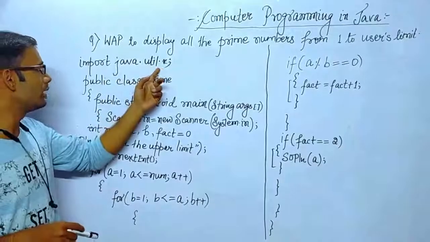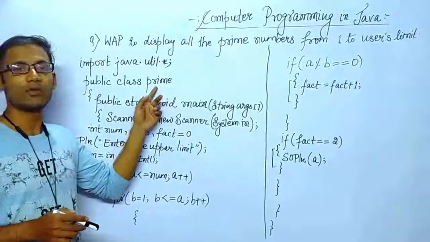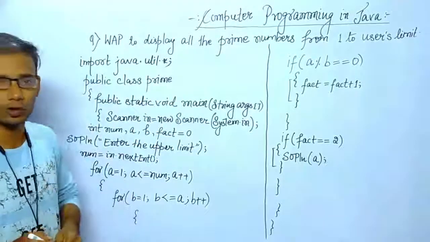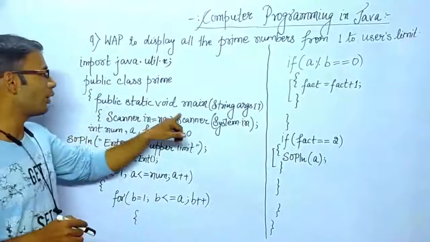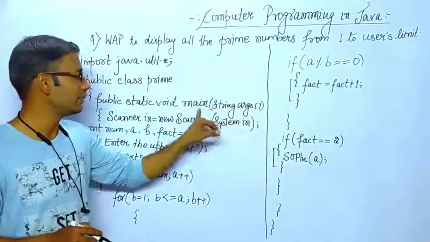So let's proceed. First, import java.util, for utilization of the package. After that, public class prime. The name of the class I have given over here is prime. You can give anything in accordance with your choice. After that, public static void main(String args). Over here, we are passing the string argument in the main function.